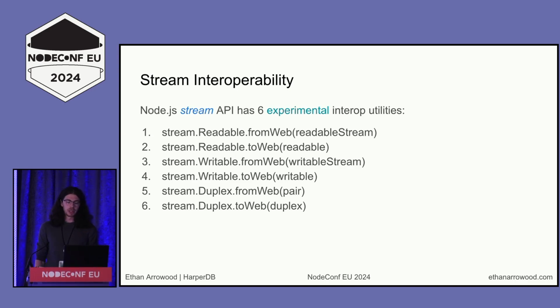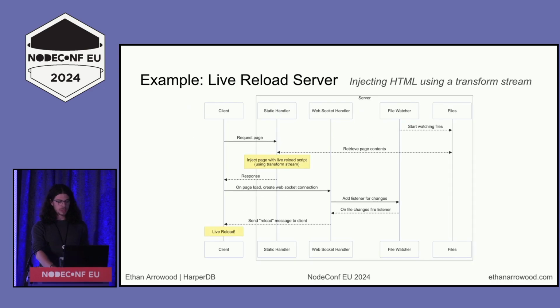Speaking of interoperability, there are 6 experimental APIs in Node to switch between the two types. You can do readable, writable, and duplex from and to web. There's not much else to say there, but they are experimental, so do note that.